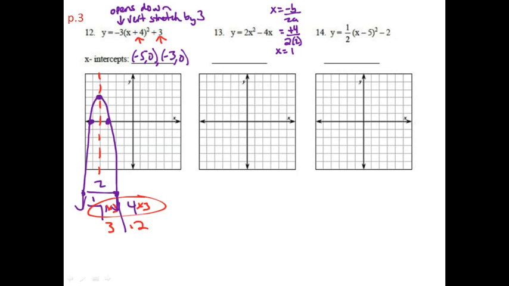And then if we say that y is equal to 2 times our x value of 1 squared minus 4 times our x value of 1, then we'll wind up with a y value of -2. So that means our vertex is at 1, -2. So we'll start drawing our axis of symmetry at x equals a positive 1. And then we'll put our vertex at 1, -2.